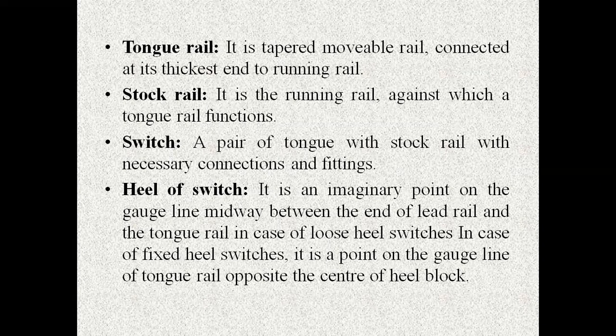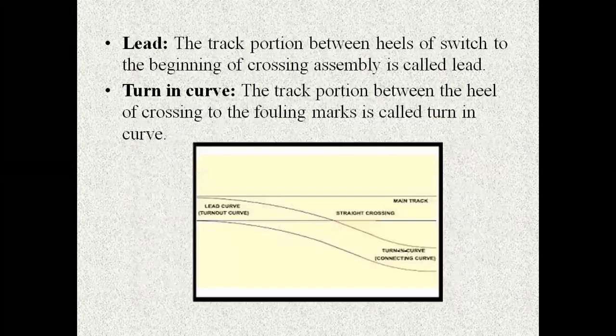The heel of the switch is an imaginary point on the gauge line midway between the end of the lead rail and the tongue rail. In the case of fixed heel switches, it is a point on the gauge line of the tongue rail opposite the center of the heel block.